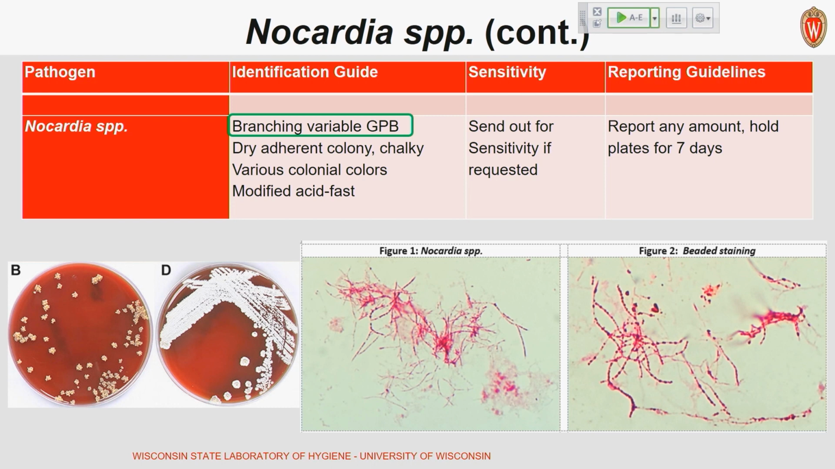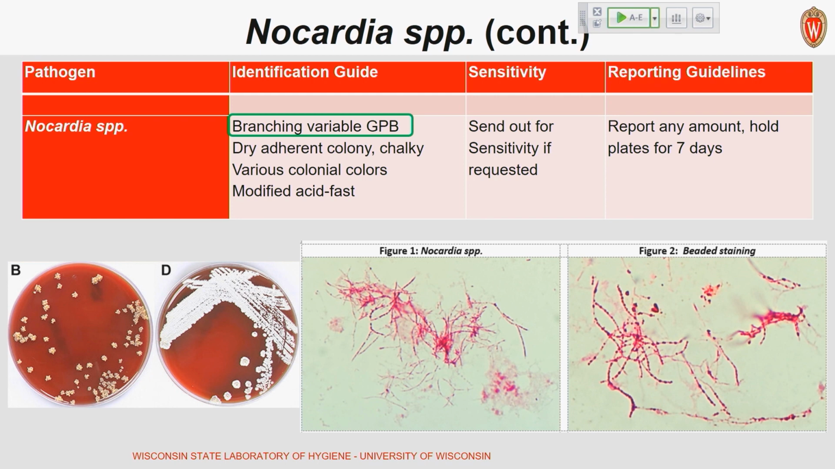Figure 1, figure 2, just kind of depicting for Nocardia, what you can see. Sometimes it gives this beaded appearance, like a thicker, sporadic beaded appearance that can occur with the modified acid-fast. But if you're identifying Nocardia in a lower respiratory tract culture, you may be sending it out for sensitivity if it's requested, but you are going to be reporting any amount that is present.